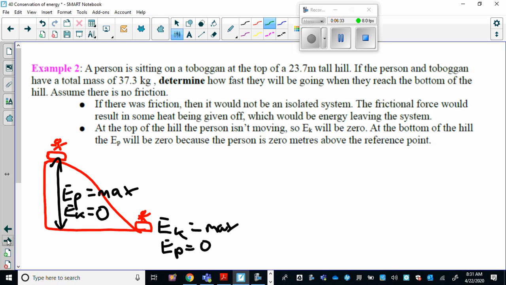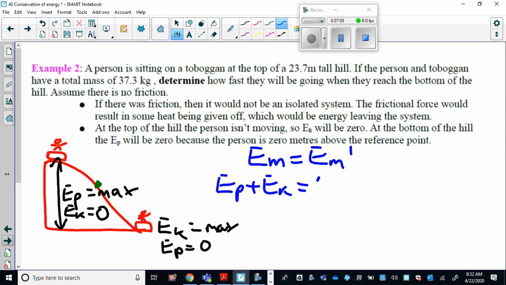And anywhere in between, like right there, for example, some of it's going to be EP and some of it's going to be EK, but they're always going to add up to the total mechanical energy before you started going down the hill. So let's do this as described. EM equals EM prime. The mechanical energy before equals the mechanical energy after. EP plus EK equals EP prime plus EK prime.